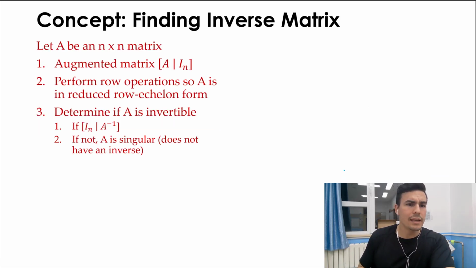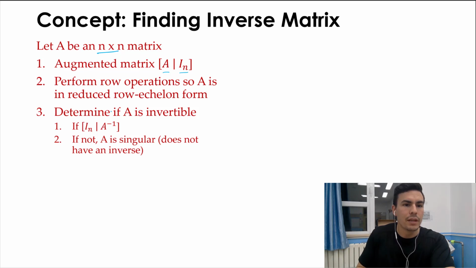So A is an n by n matrix again. First thing we're going to do is write an augmented matrix. It's a little bit different from what we're used to though, because I'm going to have A, my matrix, on the left-hand side, and I'm going to have the identity matrix of the same size as A on the right-hand side of that. Then I'm going to perform row operations.